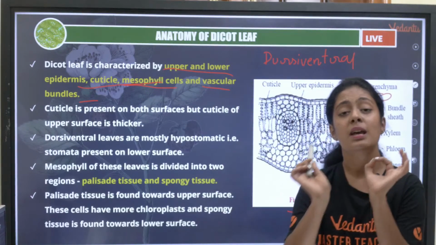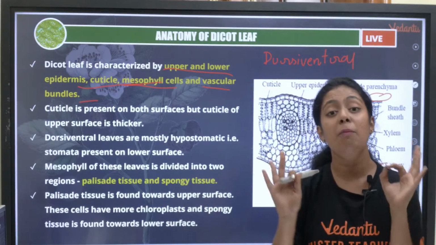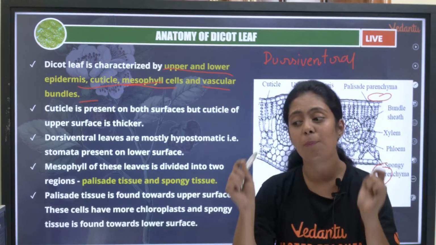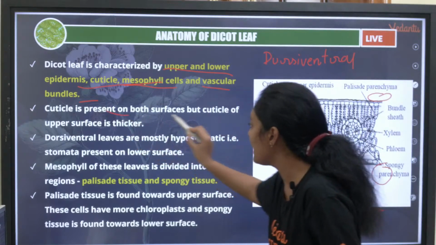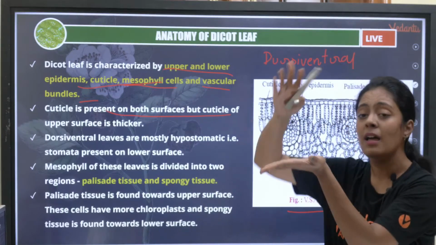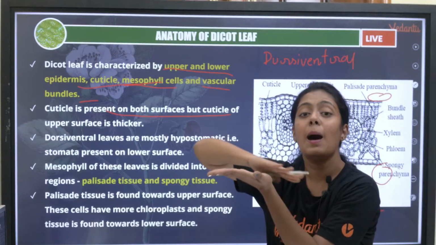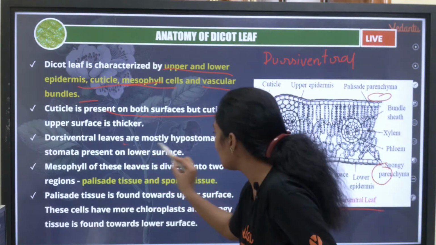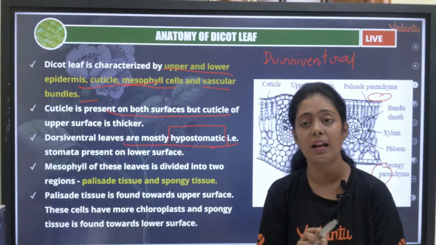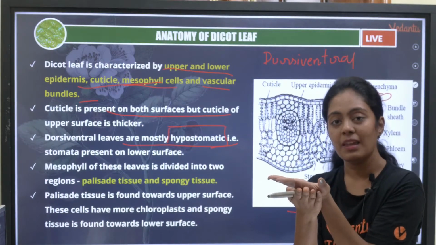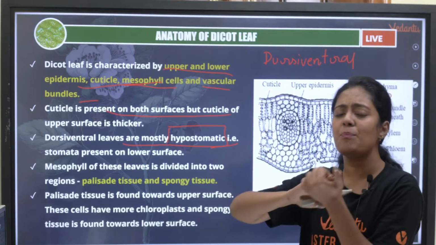So I asked you a question. What are mesophyll cells? Mesophyll cells are nothing but modified parenchymatous cells. They are parenchyma in nature. They are chloroplast rich cells, a very important point. So cuticle is present on both the surfaces. If you take a leaf, there will be cuticle on top and cuticle below, but it is much thicker on the upper surface. Okay, and dorsiventral leaves are hypostomatic. What do you mean by hypostomatic? Hypo means below. Correct? There are more stomata on the lower side of the leaf than the upper side of the leaf.